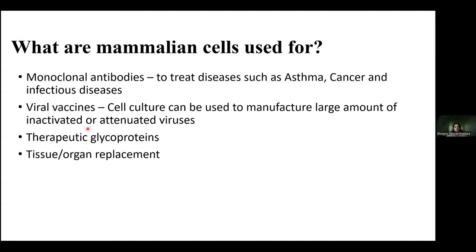If we look at what mammalian cells are used for, they can be used to produce monoclonal antibodies, which are man-made proteins that act like human antibodies in the immune system. Therefore, they can be used to treat diseases such as asthma, cancer, and infectious diseases. And then we can use mammalian cells to produce viral vaccines, to manufacture large amounts of inactivated or attenuated viruses. They can also be used to produce therapeutic glycoproteins and tissue or organ replacements.